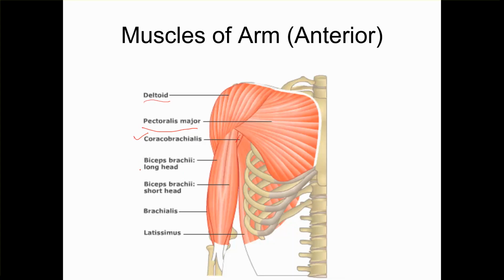Biceps brachii has two heads, the long head which is lateral and the short head which is medial. That's why it's called biceps. The long head and short head join to form the biceps tendon, and finally it gets inserted into the radial tuberosity. The third muscle in the arm is the brachialis muscle. So there are three muscles: coracobrachialis, biceps brachii, and brachialis. These are the three muscles of the anterior compartment of the arm, and they are all supplied by the musculocutaneous nerve.